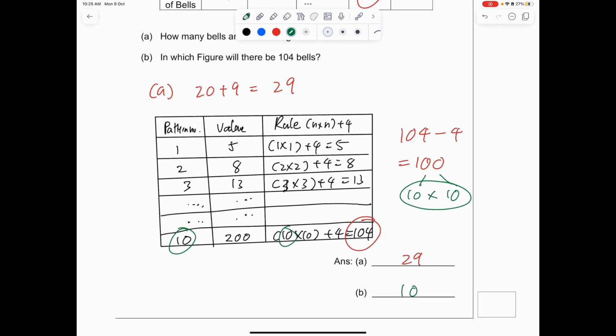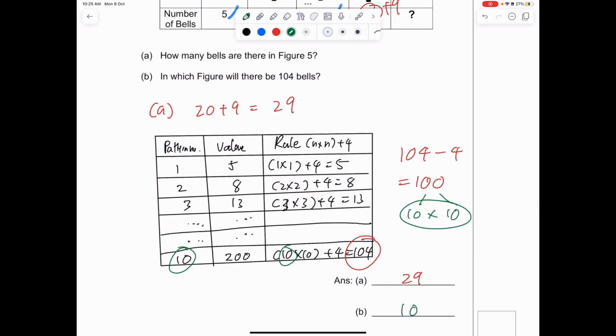I repeat once again. You can use number pattern. Okay, this is how you present your table. You put the rule here, you figure out the rule. Because you figured out the rule already, they want to know when you will get 104. So you reverse engineer, you know that it's always plus 4 here. So you minus 4, left 100. Then you ask yourself, what times what equals 100? 10 times 10. So your number pattern has to be 10.